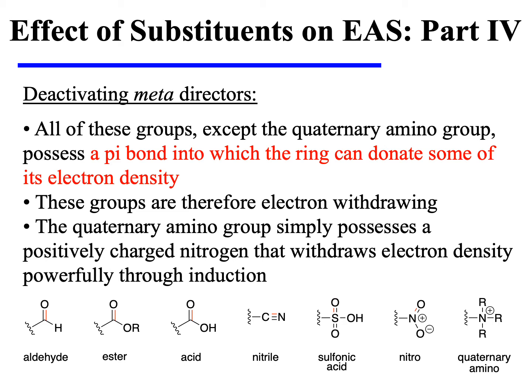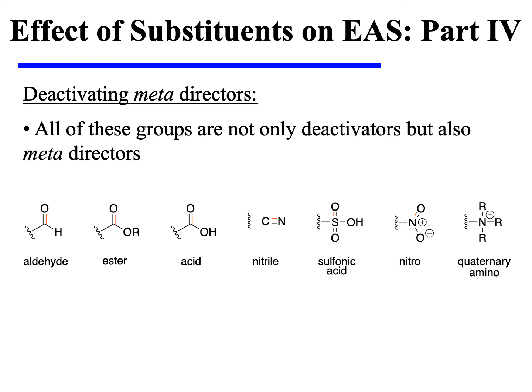All of these groups, except the quaternary amino group, possess a pi bond into which the ring can donate some of its electron density. Therefore, these groups are electron withdrawing. The quaternary amino group simply possesses a positively charged nitrogen that withdraws electron density powerfully through the inductive effect. All of these groups are not only deactivators, but also meta-directors.